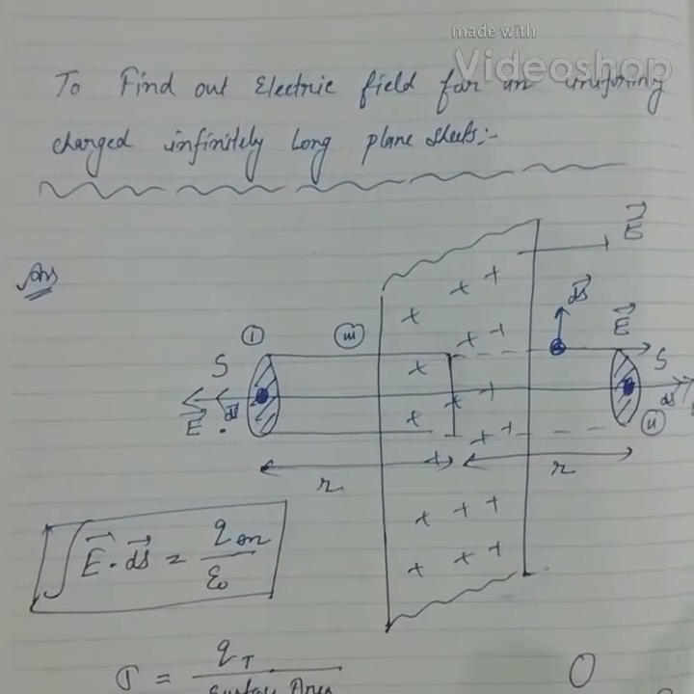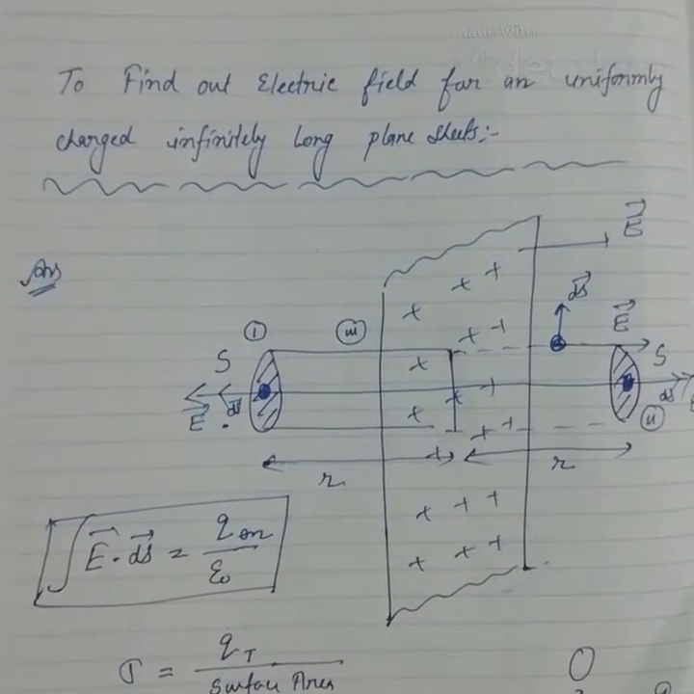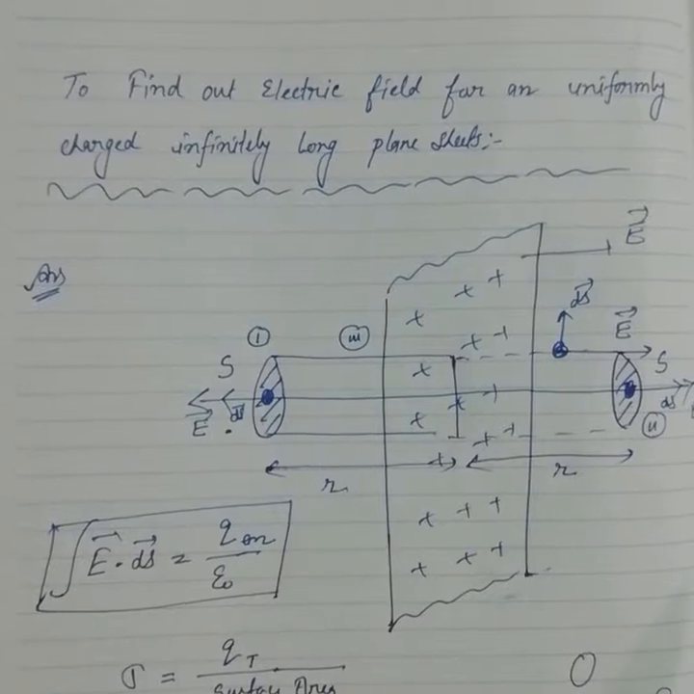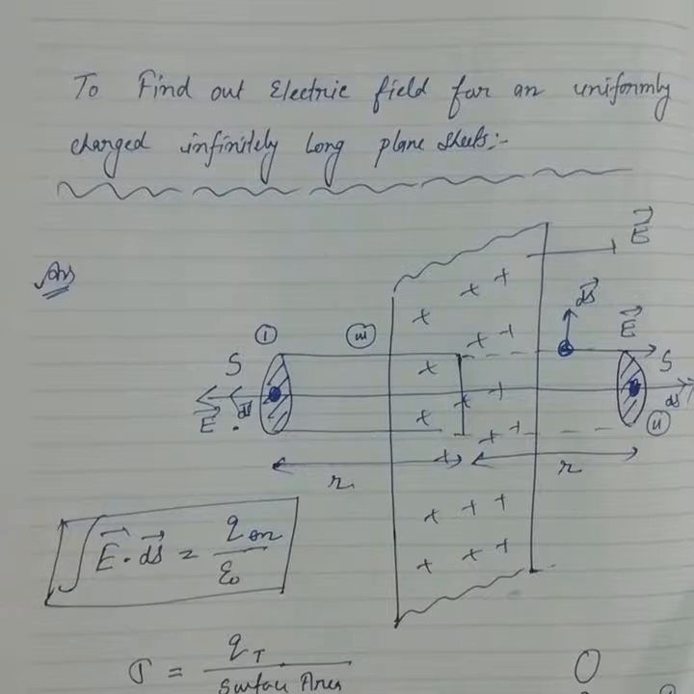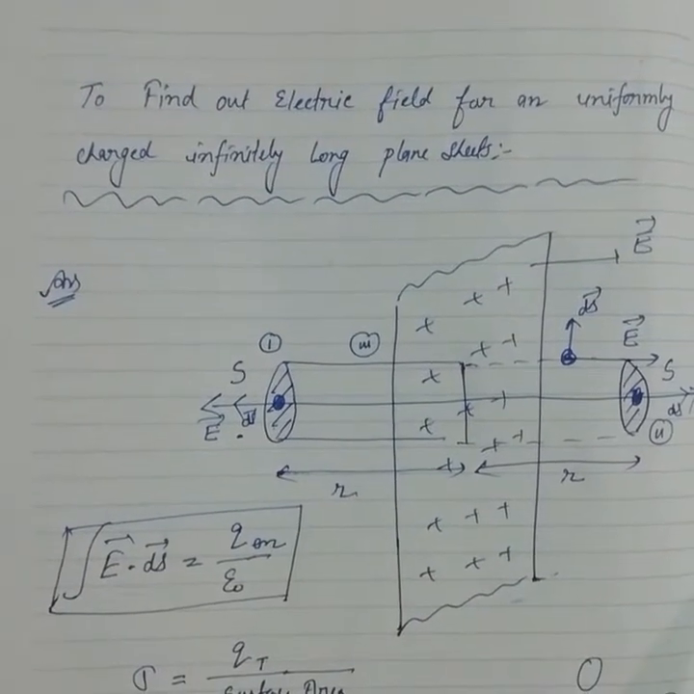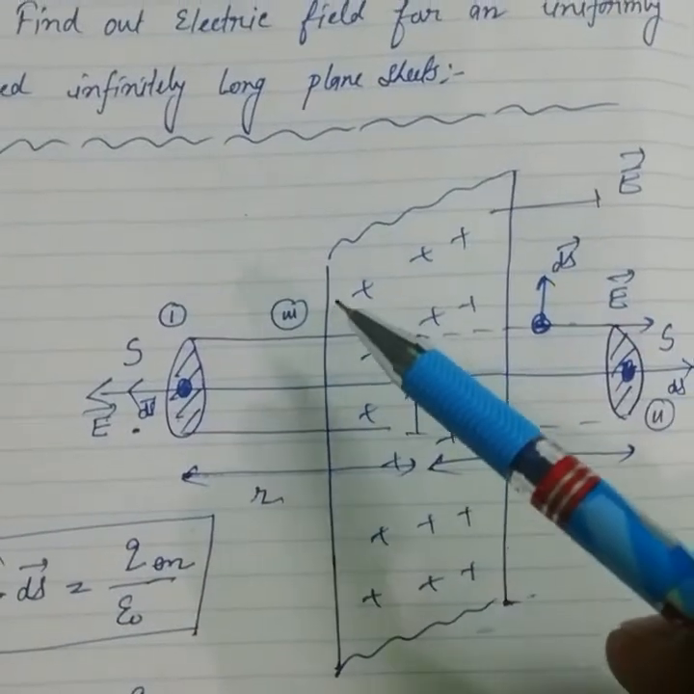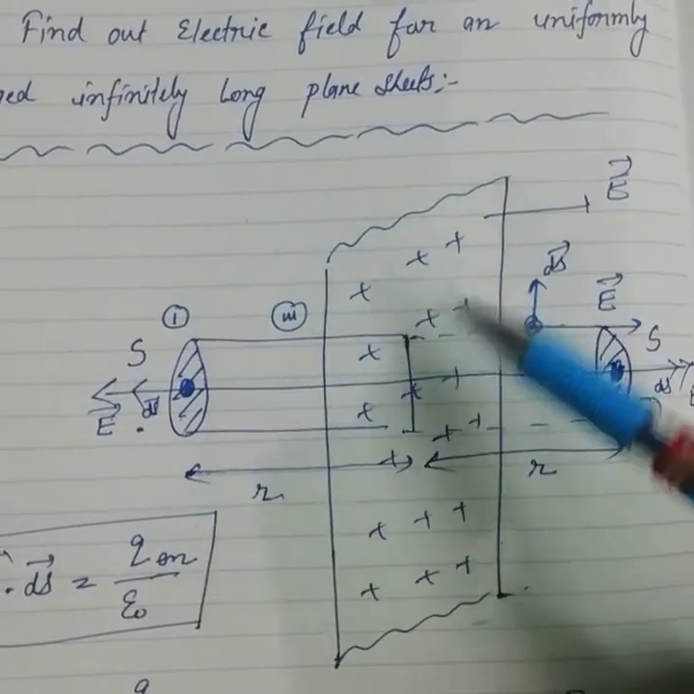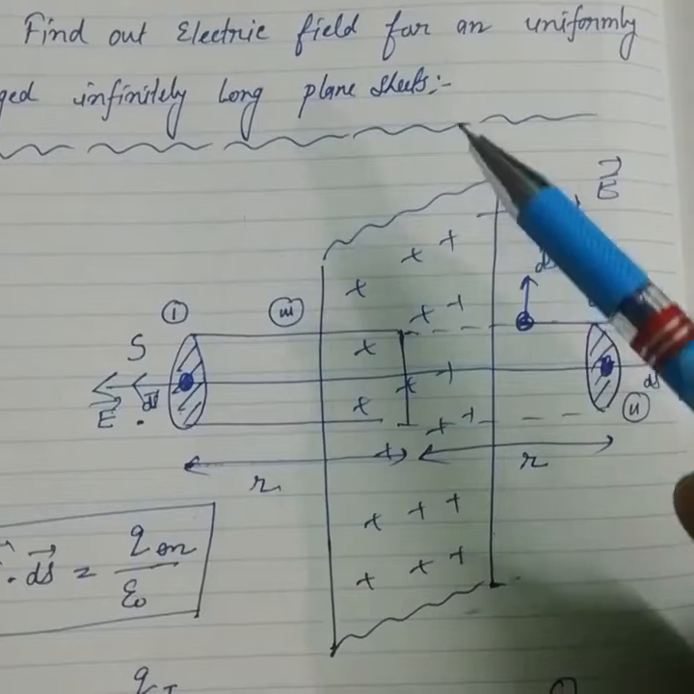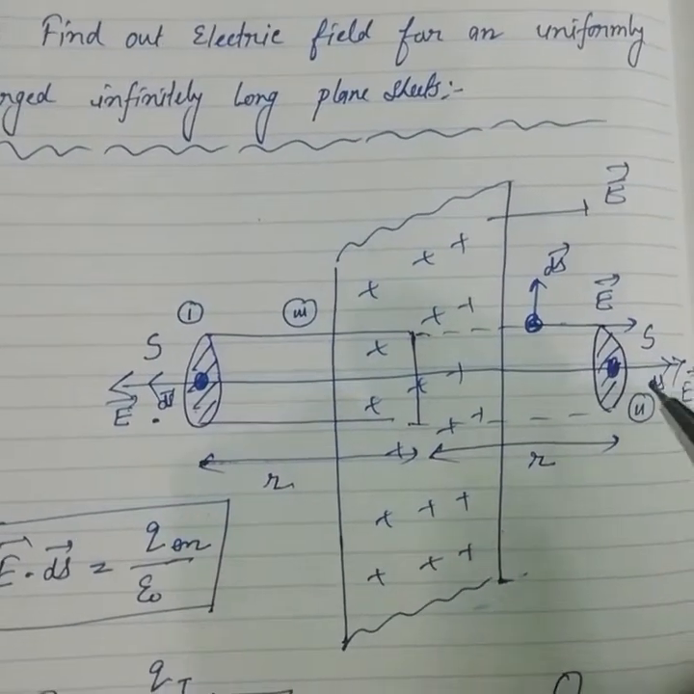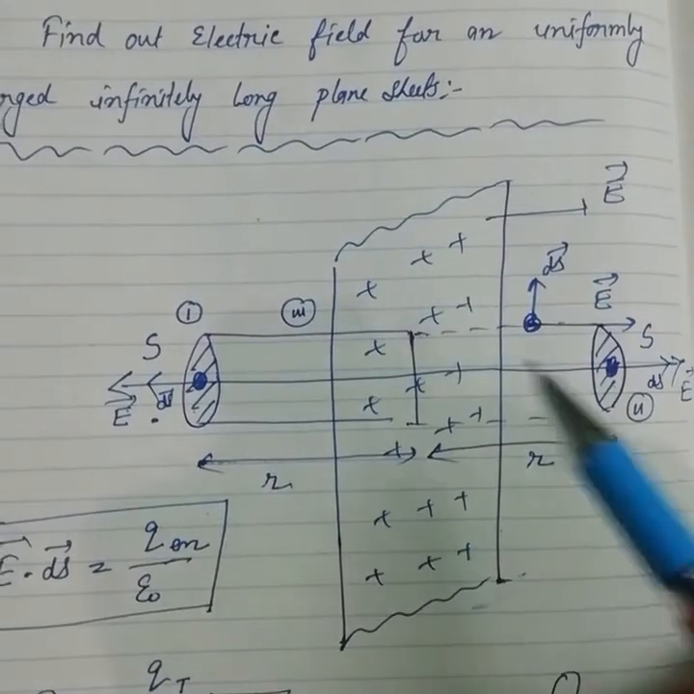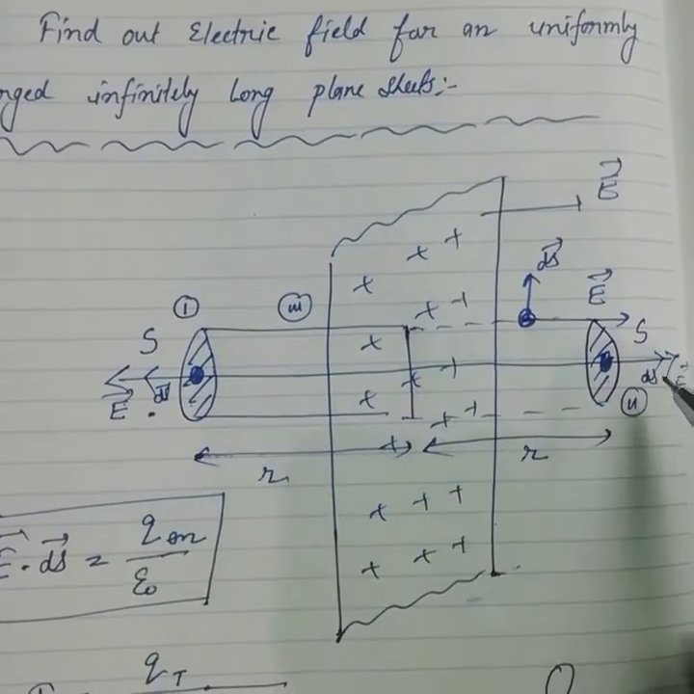Good morning, students. So today we're going to discuss the application of Gauss's theorem. The first one is to find the electric field for a uniformly charged, infinitely long plane sheet. Let's do it. Here there is a plane sheet which is uniformly charged and infinitely long. I need to find the electric field with respect to this plane sheet at any point over here or here.